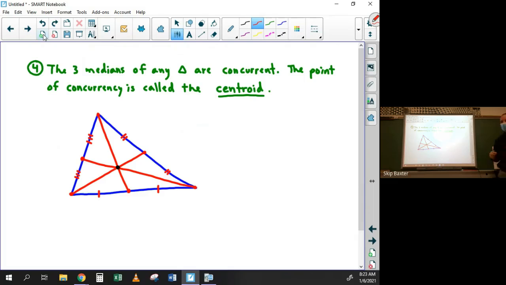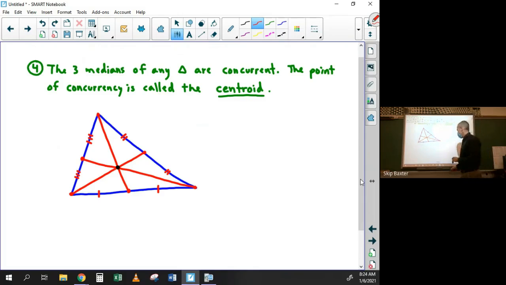Do you think it's possible for the centroid to be outside the triangle? Probably not. I think it's not, because think about it: no part of the median is ever outside the triangle. So if you have three segments where no part of them is ever outside the triangle, how would it ever be possible for their intersection point to be outside the triangle? It's just not possible. So this can never be outside the triangle. It's always going to be inside. It doesn't matter what type of triangle it is, whether it's a right triangle, an obtuse triangle, or an acute triangle. The centroid is always going to be inside the triangle.